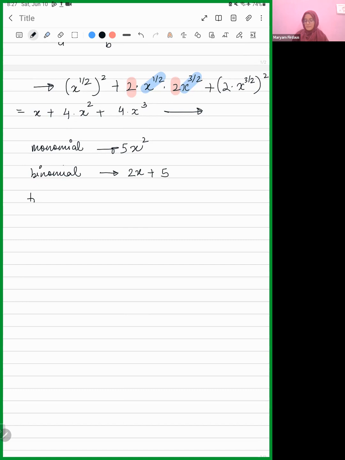Trinomial. Ma'am, 3x square plus 2x plus 1. Okay, good. If I ask you, what is the coefficient of x square in this polynomial? What is the coefficient of x square? 3. Okay, very good.